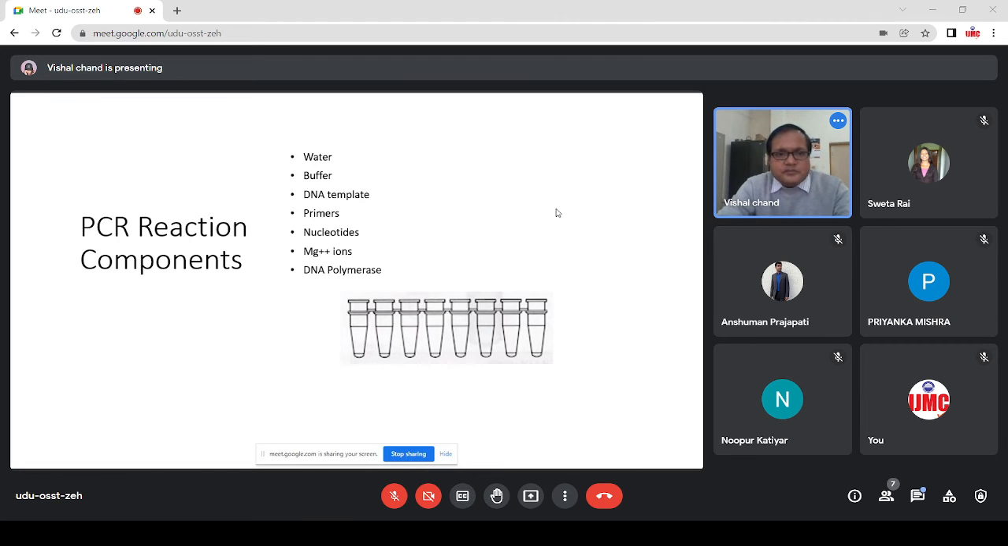So what are the reaction components? The reaction components are water, buffer, DNA template, primers, nucleotides, magnesium ion, and DNA polymerase. If you want to perform PCR in the lab, these are the components you require: water, buffer, the DNA template in which you are interested, primers, nucleotides, magnesium ions, and the DNA polymerase enzyme.